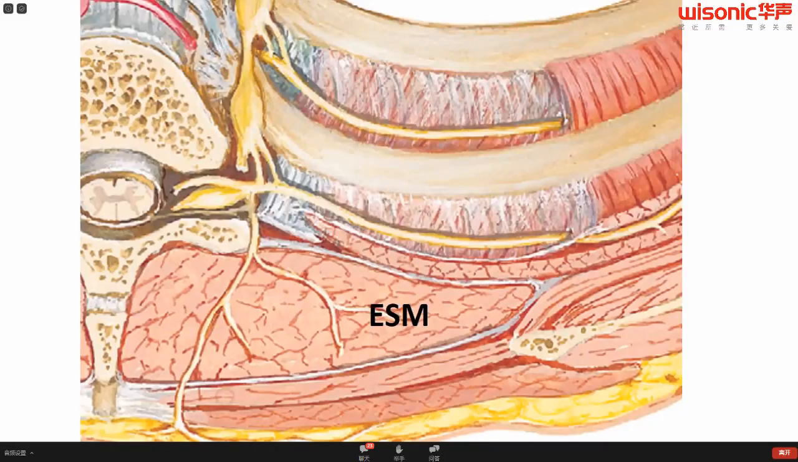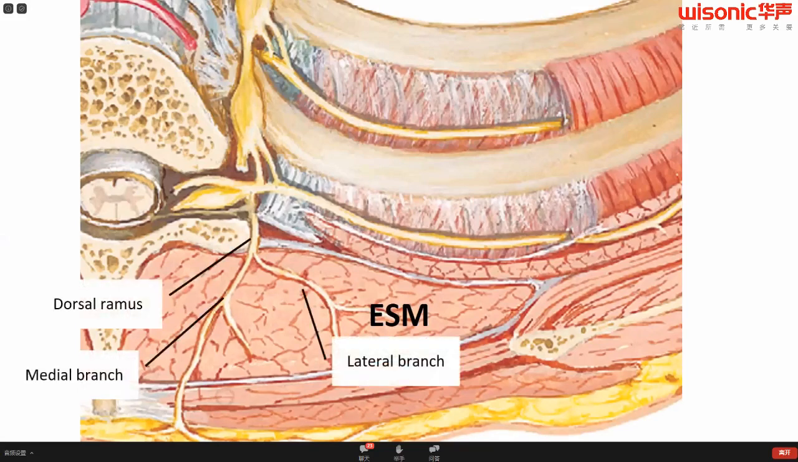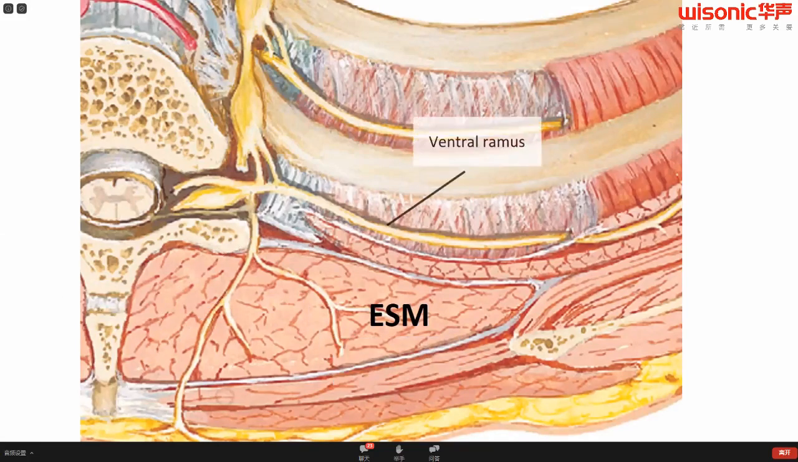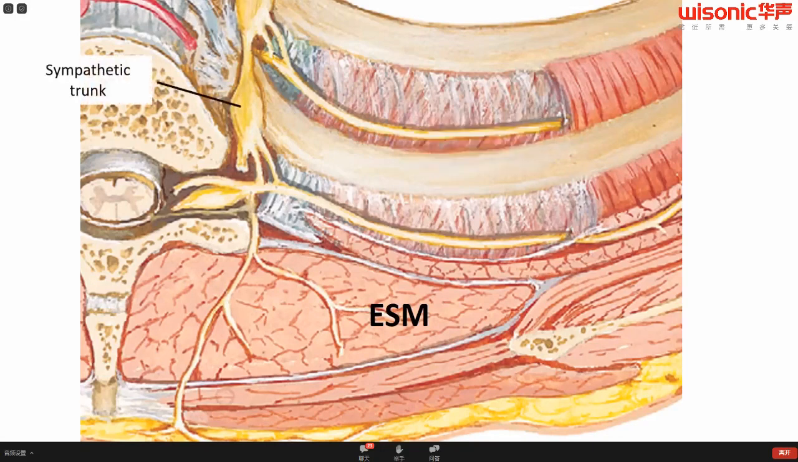The question is, how does the erector spinae block work? Here you can see a cross-sectional view. You see the erector spinae muscle. You see the dorsal ramus with a medial and lateral branch. You see the ventral ramus. You see the sympathetic trunk. And you see the advancement of the needle to the transverse process, and the local anesthetic is always blocking the dorsal ramus of the spinal nerve.